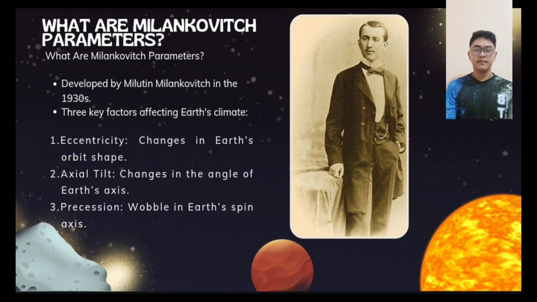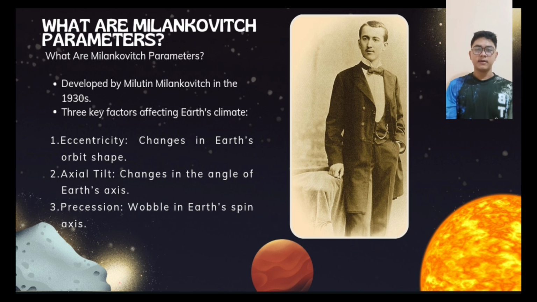What are the Milankovitch theory or the parameters? Developed by Milutin Milankovitch in the 1930s. The Milankovitch parameters are factors that influence the Earth's long-term climate, named after Milutin Milankovitch, who developed the theory in the 1930s. These parameters describe how Earth's movements impact solar radiation.